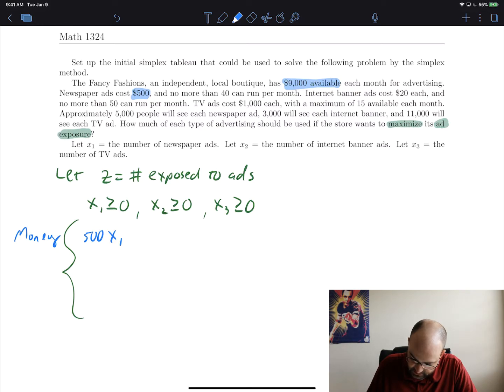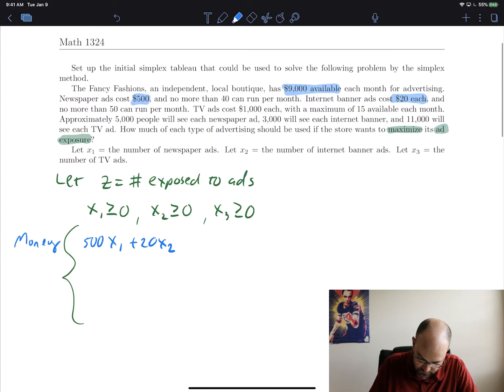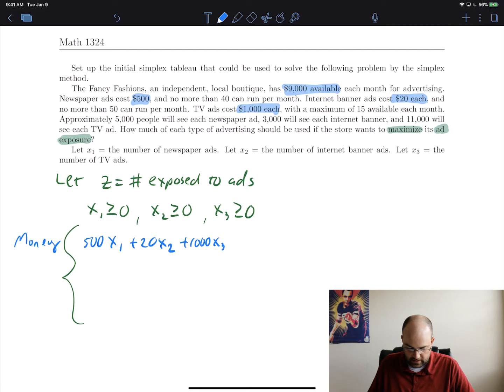Internet banner ads cost $20 each, so that would be plus 20x2. And TV ads cost $1,000 each, and that's what x3 is, so plus 1,000x3. That's everything that we'll run, and all of that must be less than or equal to the total amount of money we have available. So out of that 9,000, 500 for every newspaper, $20 for every internet banner ad, and 1,000 for every TV ad.